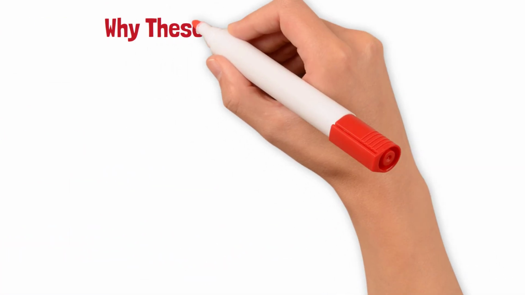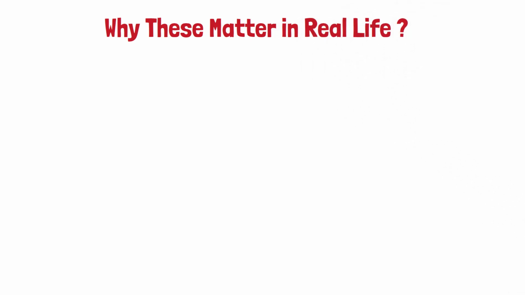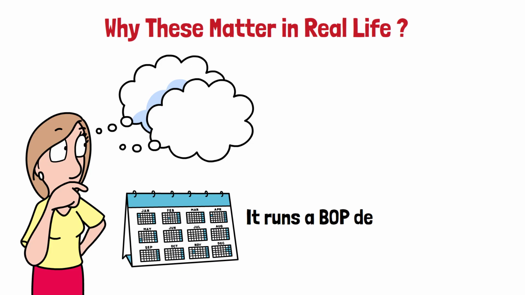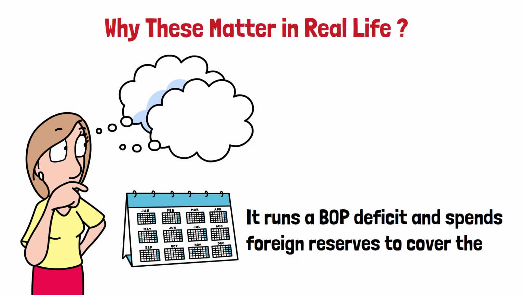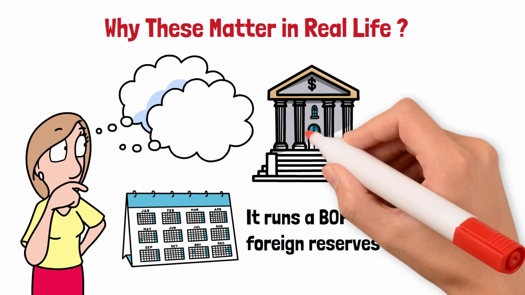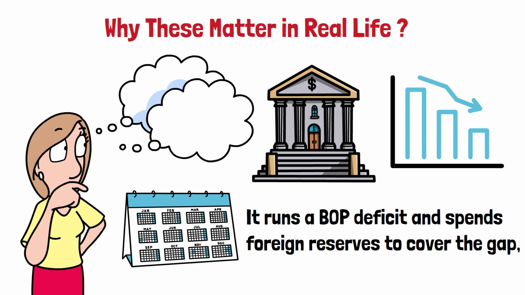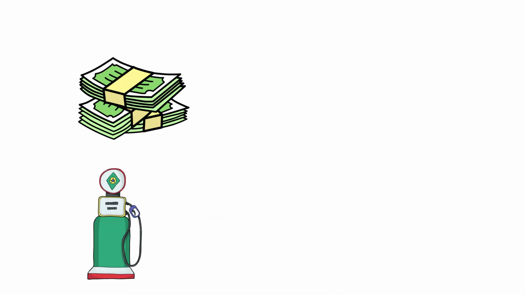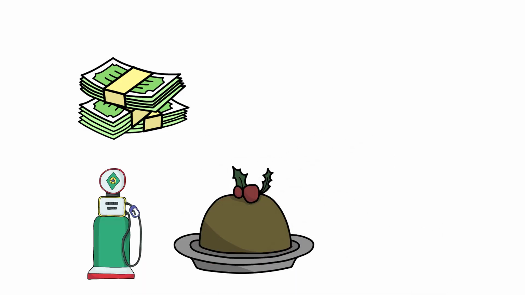Why these matter in real life? Imagine a country that imports more than it exports for years. It runs a BOP deficit and spends foreign reserves to cover the gap. If reserves run too low, the country may face currency devaluation, struggle to pay for essential imports like fuel or food, and need emergency loans from the IMF.